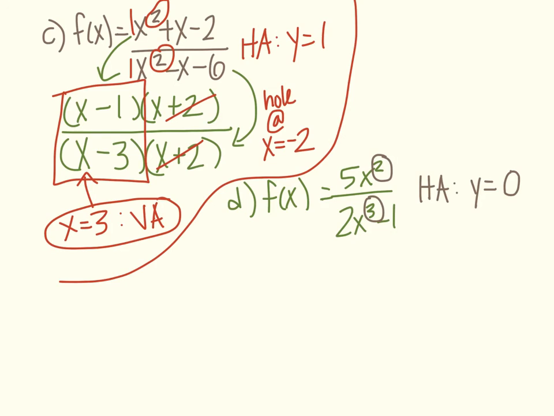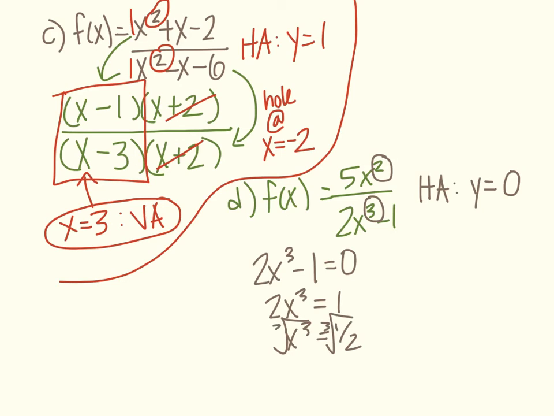I can't factor the numerator. It doesn't really look like I can factor the denominator. This is cubed. This is a little different, and there's not multiple x's either, so that's helpful. I'm just going to solve this kind of old school. Let's add 1, divide by 2. We're going to need to do the cube root on both sides. So technically we have that x is the cube root of 1/2.